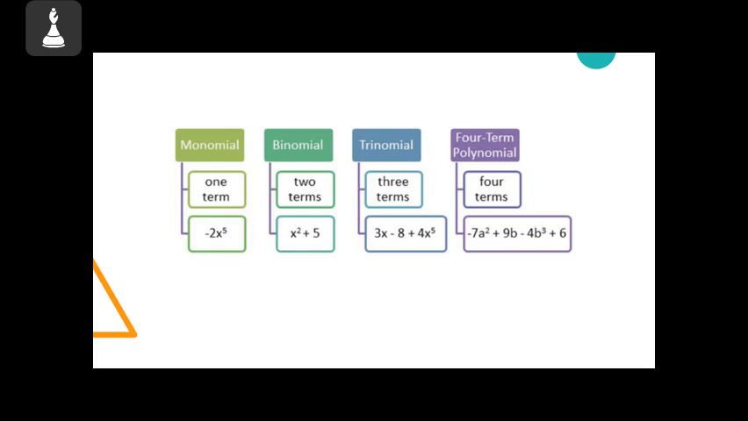And you can see here, this one has a number and a variable. This one has just a number. This one has a number, a variable, and an exponent. So they can all be different. 4 terms will also have 4 terms. You'll see 4 pieces separated by addition and subtraction signs.